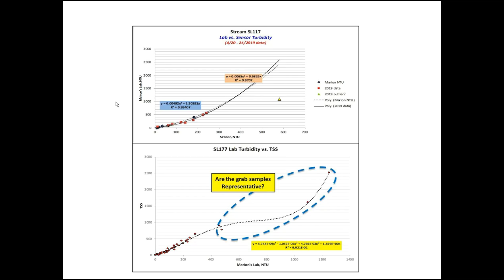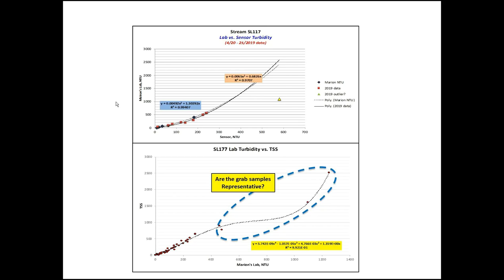And then we take that correlation and grab a number of samples in the field. And you can see down at the lower end here, we got pretty good correlation, and we're not far from the 1.9 to 2 to 1 ratio.